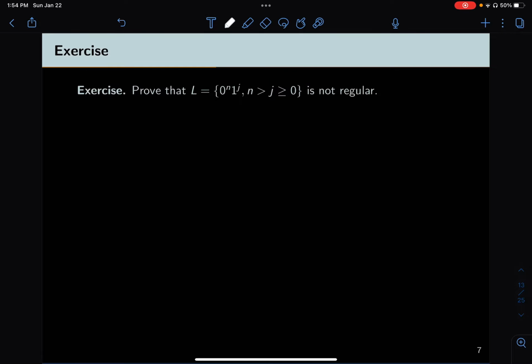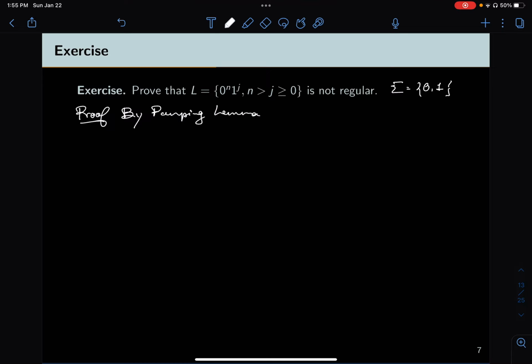Okay, hello everyone. In this video, we're asked to prove that the language 0^n 1^j, where n is strictly greater than j, and j is greater or equal to 0, is not regular. For the sake of simplicity, we're also assuming, of course, that the alphabet is {0, 1}. To do this, we're just going to use a classic pumping lemma proof.